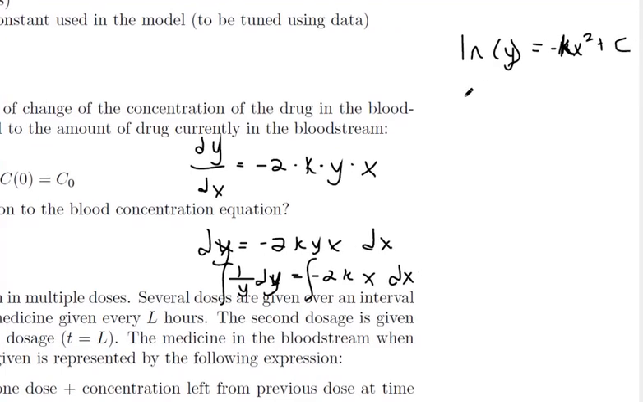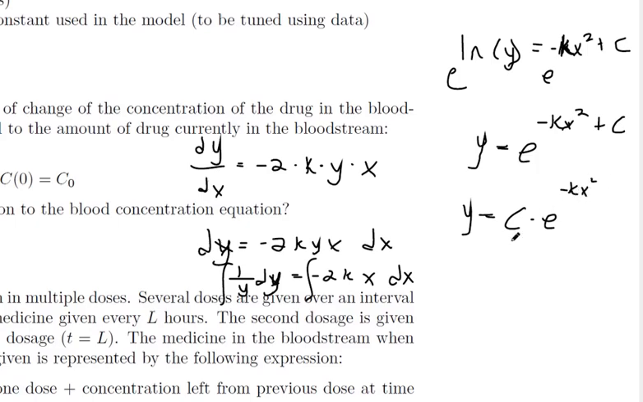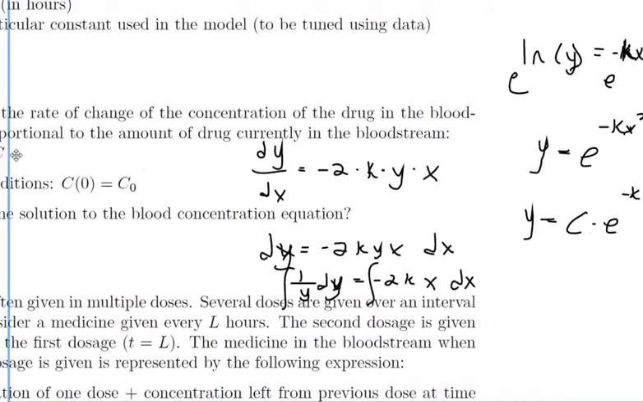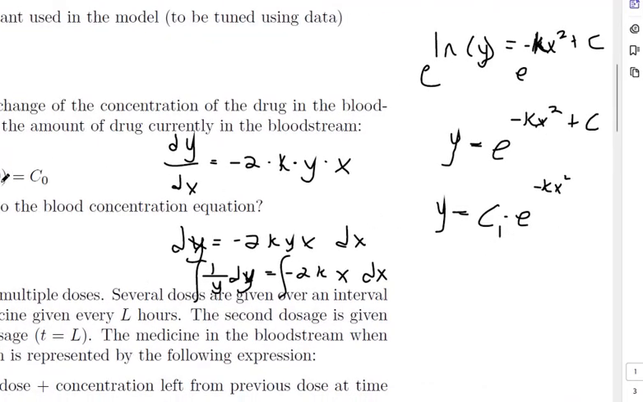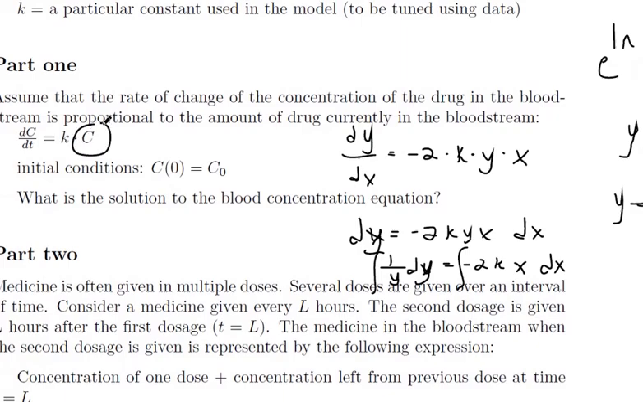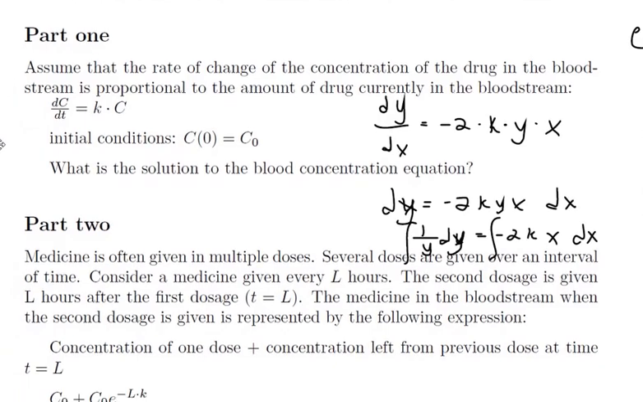And then to finish getting y by itself, I want to raise both sides to the power of e, because e to the natural log of y is just y. So we get e to the -k x squared plus that arbitrary constant c. Or you could say that this is just y equals c times e to the -k x squared, where c is an arbitrary constant. So we use c for the concentration, so you might want to put a little c sub 1 in your problem, because this is a variable, not an arbitrary constant c. So just make sure to differentiate between that variable and that arbitrary constant.